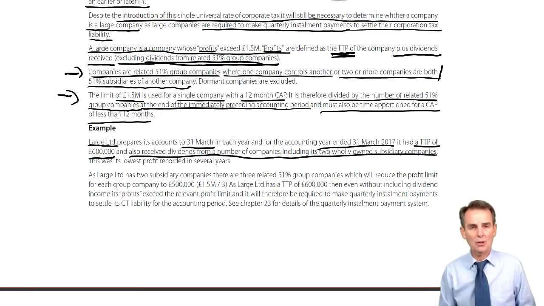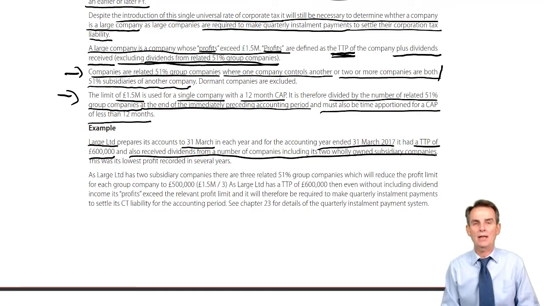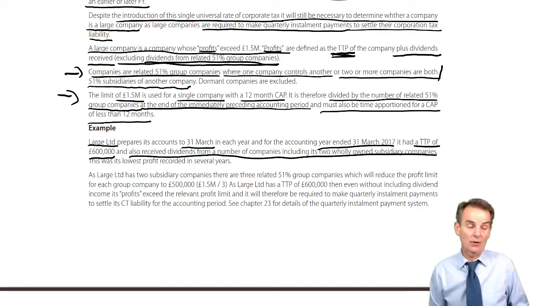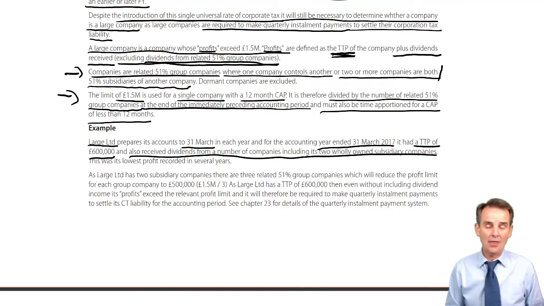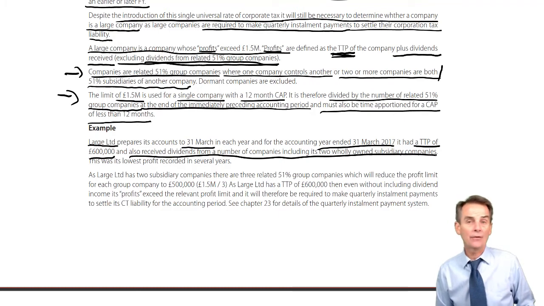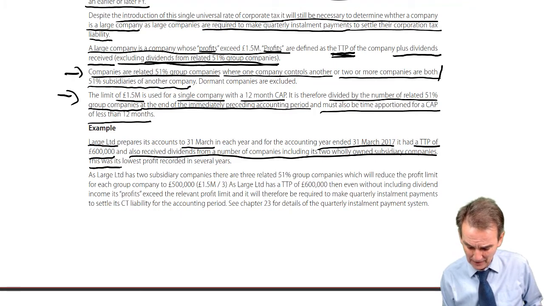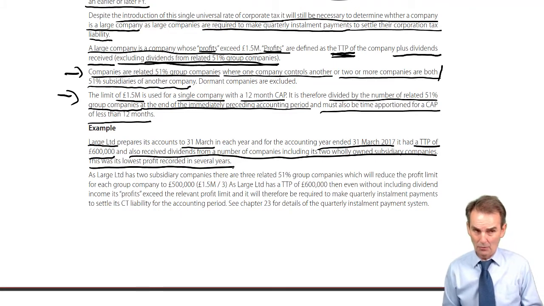So in working out its profits, we would include the dividends from the non-related 51% group companies. Dividends coming in from its subsidiaries, ignored. Dividends coming in from other companies, they would be added to TTP to give you the profit figure for comparison with the relevant profit limit. Now then, we're also told this was its lowest profit recorded in several years. More about the significance of that later.